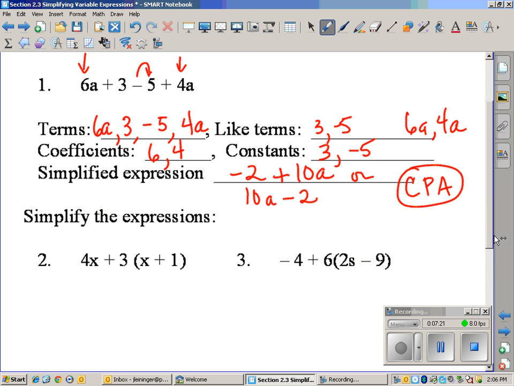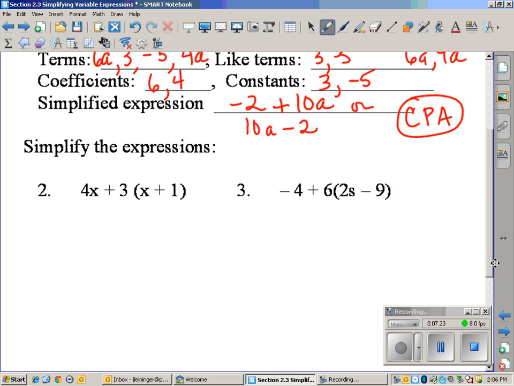Okay, let's do a few, and then I'm going to have you do some on your own. The first thing we look for is distribution. I see parentheses, I see distribution. I'm going to bring this 4x down. I'm going to distribute my positive 3 and get positive 3x, and then positive 3 times positive 1 is positive 3. Now I have to simplify. Just like you don't walk around saying you're 10 plus 2 years old, you're 12 years old, I'm not going to walk around saying I've got 4x plus 3x. I have 7x plus 3.